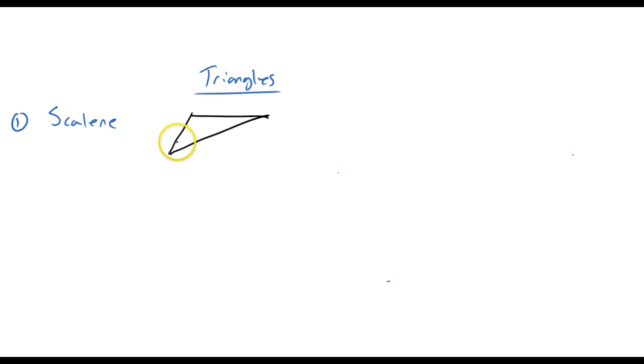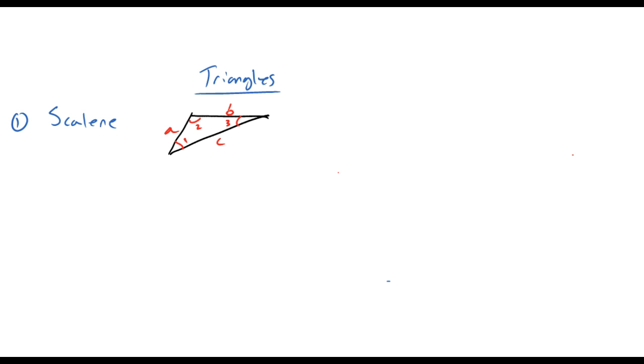as well as the sides. So I'd have angle 1, angle 2, and angle 3. We can call the sides A, B, and C. Okay, the rule for scalene is that everything's different. There are no two angles or two sides that are the same.